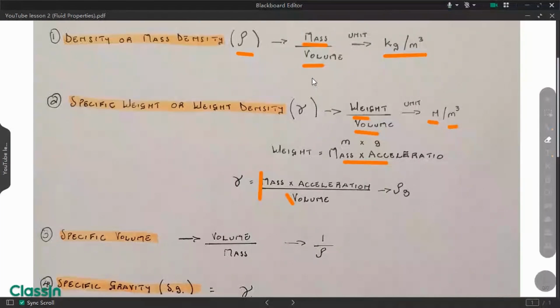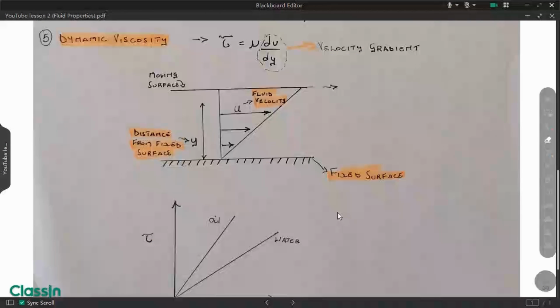That's specific volume. Now, specific gravity is a ratio of the weight density or specific weight of a liquid to the weight density of a standard liquid. In our case, the standard liquid is water at 4 degrees Celsius. So it will be the specific weight of maybe oil or mercury divided by the specific weight of our reference fluid, which is water at 4 degrees Celsius. Then there is what we call dynamic viscosity.